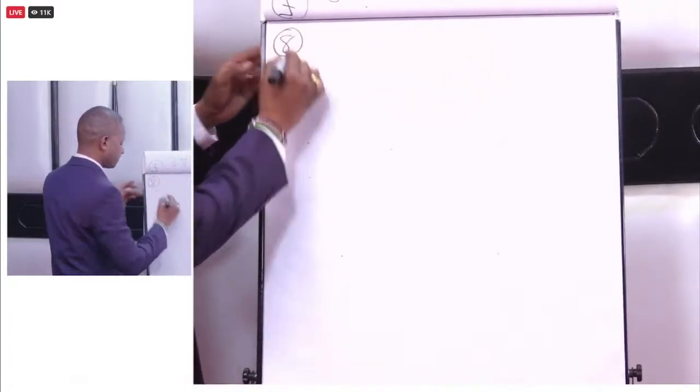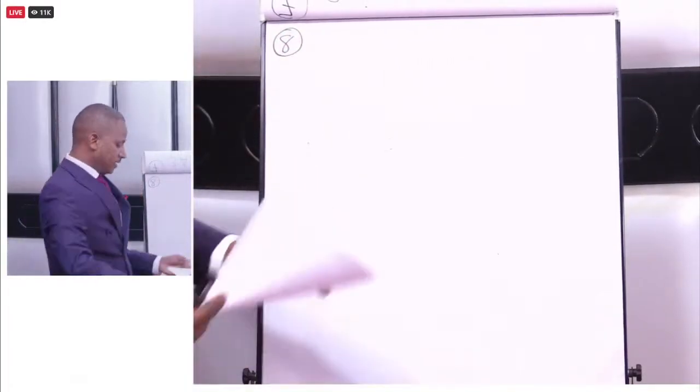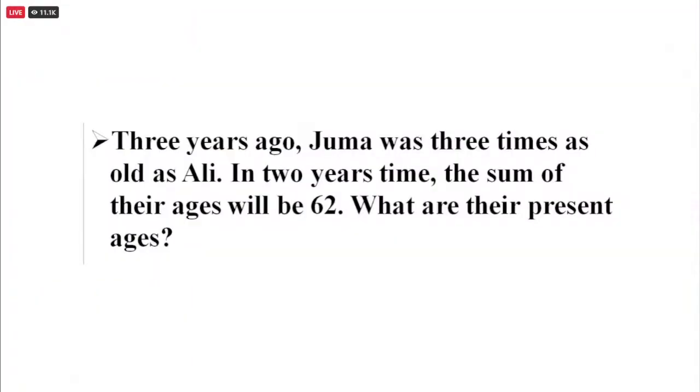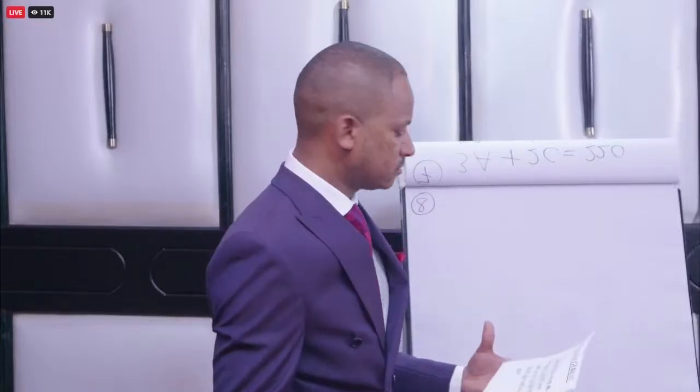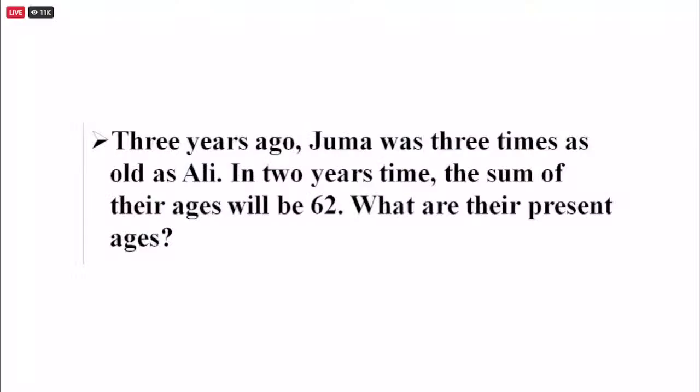Then question number 8. It states, 3 years ago, Juma was 3 times as old as Ali. And I told you, these are very common questions in examinations. Very, very common, because I was sampling questions from 1989 to 2024, last year. So, 3 years ago, Juma was 3 times as old as Ali. In 2 years' time, the sum of their ages will be 62. What are their present ages?